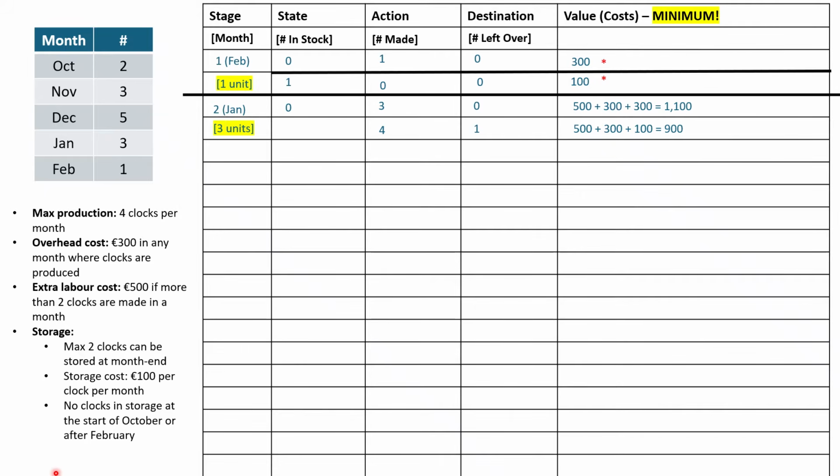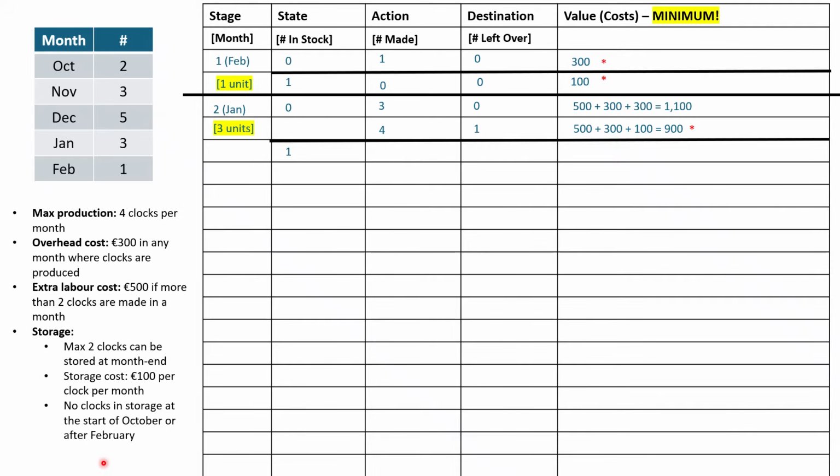Now, we can't make more than 4 because 4 is the maximum production. So 4 clocks per month is the absolute maximum. So we can't make 5. We couldn't make less than 3 because then we wouldn't have enough units. So that's all that can happen if we have 0 in stock. So then we can say the optimal value for having 0 in stock at the start of January is 900. But we may have had more in stock. So what if we had 1 in stock?